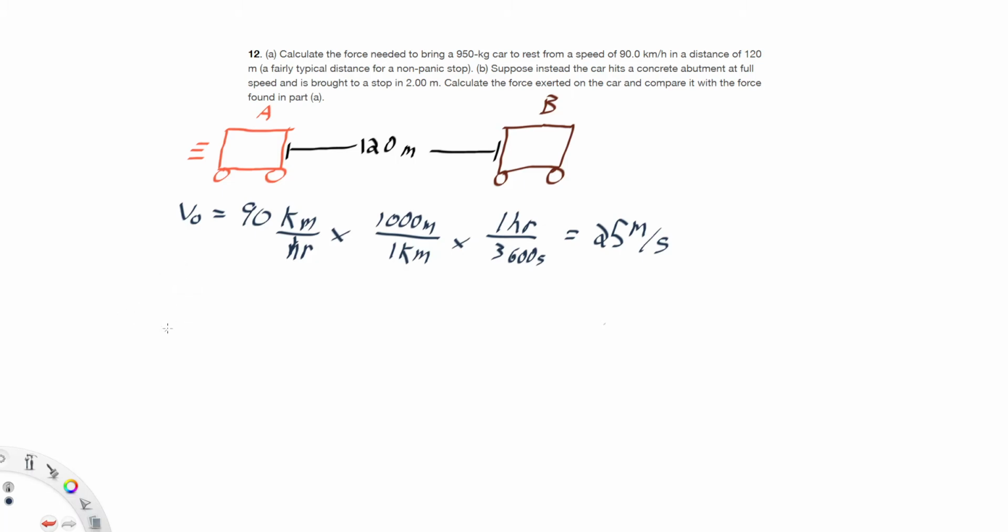Okay. If we wanted to solve this using kinematics, we could look at this and say, well, we have a distance, we have an initial velocity, we have a final velocity. We could analyze this using K3, right? So we could say, all right, v squared equals v naught squared plus 2a delta x. And then we can solve for this acceleration.